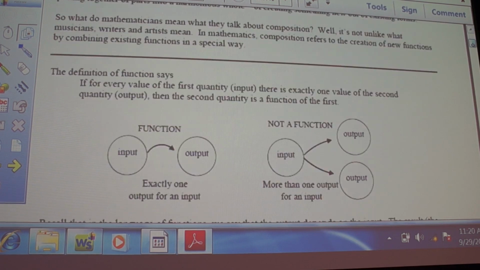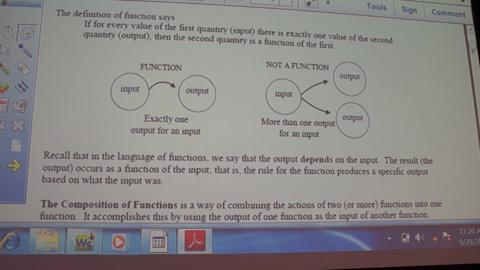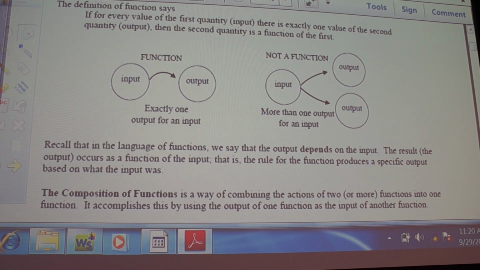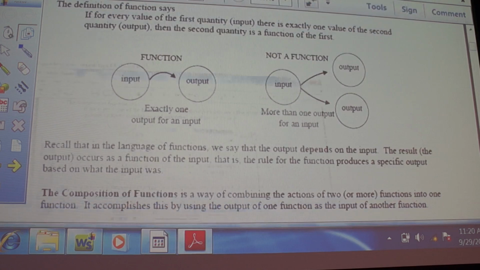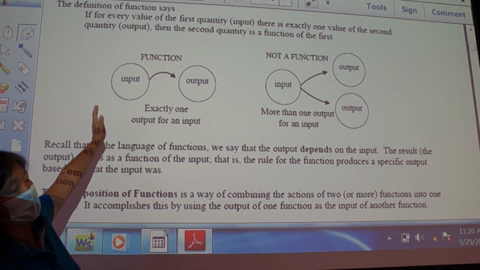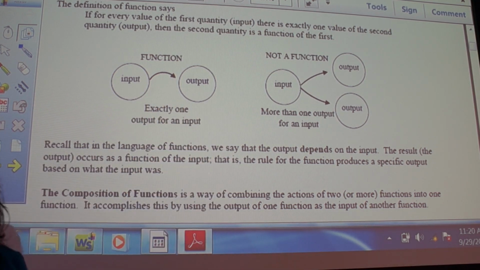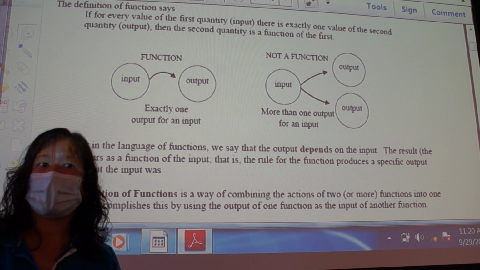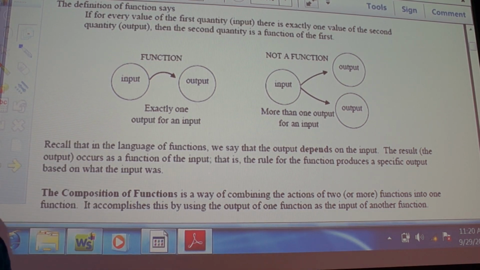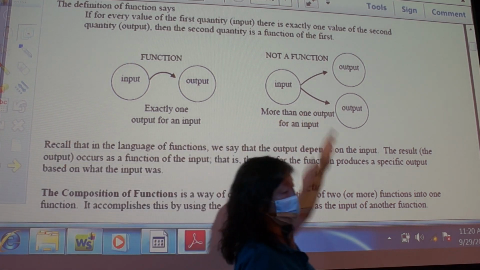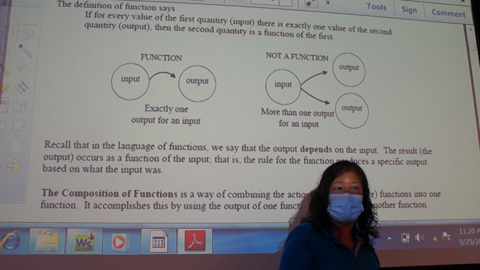Perfect, thank you. All right, so we're combining things. Remember the definition of a function? It says if every value of the first quantity, the input, has only one output. So in other words, if I pop something into this function, I know what I'm going to get out, and I know I'm only going to get one thing. It's not like I might get this or I might get that. Then that's a function.